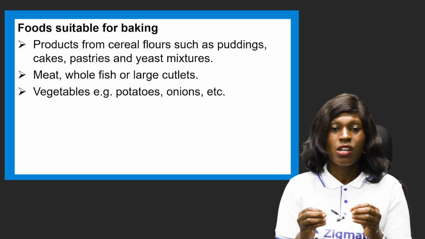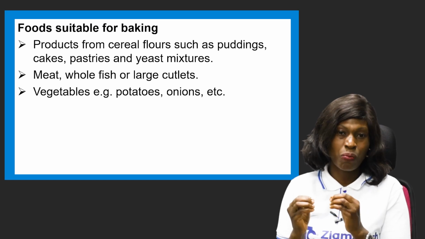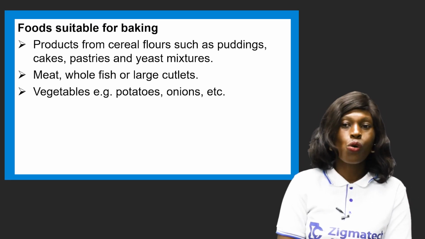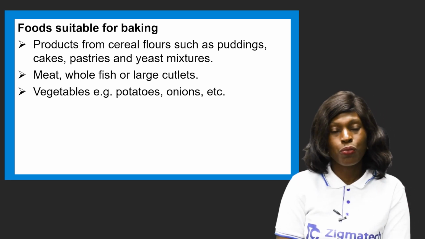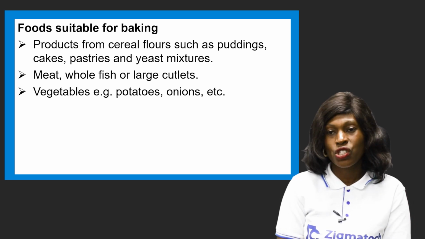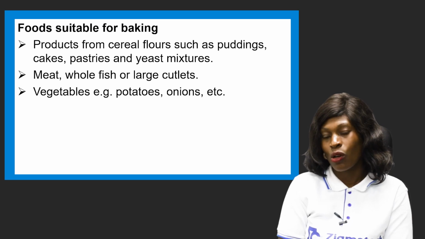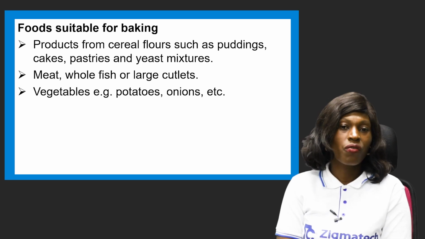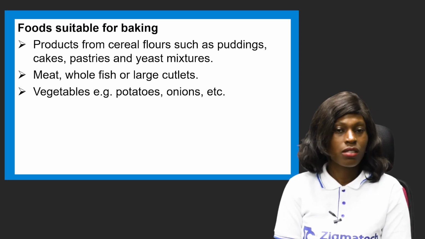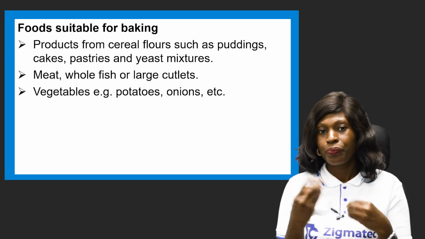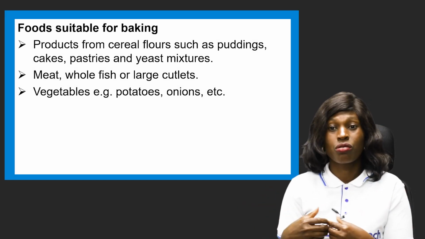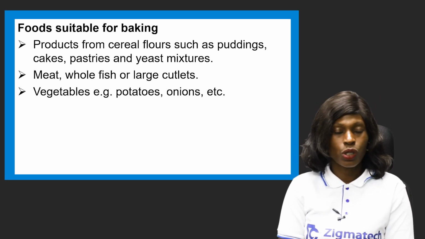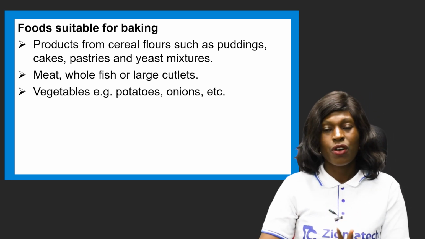These are very suitable products for the baking method. Another type that is very good is meats, the whole fish or large cutlets. You can put them in the oven or an enclosed space and bake them to get ready. You can also bake vegetables, your potatoes, your onions. They give extra flavoring to your veggies, so you can bake them for your dishes. So baking is very important.